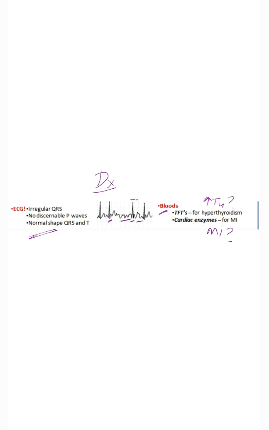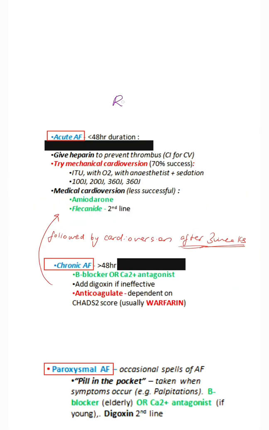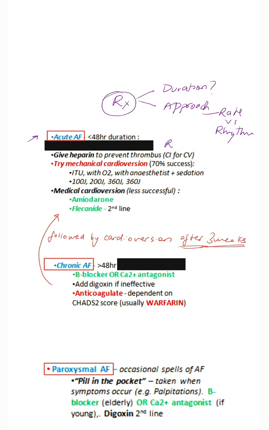The management of atrial fibrillation depends on two major aspects. One is the duration of the atrial fibrillation, and the other is the selection of the appropriate approach, which includes either rate control or rhythm control. In cases where the atrial fibrillation is acute, which is less than 48 hours, rhythm control is the preferred mode of management. This may include mechanical cardioversion or medical cardioversion.